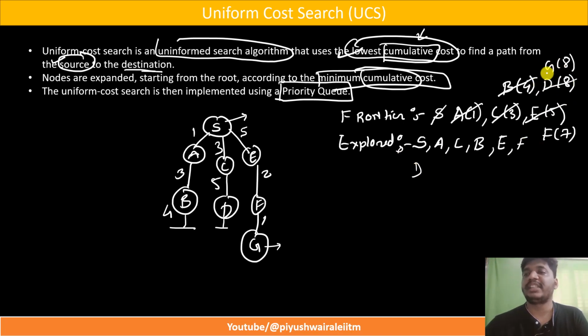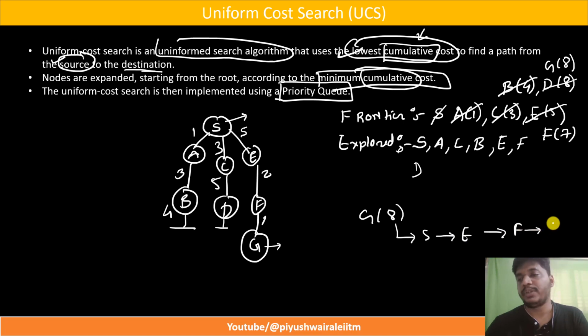Now the next node is G. Whether it is my goal state or not, yes, it is my goal state G, but at what cost? 8. Now this 8 comes from which path? From S to E, E to F, and F to G. That is 5, 2, and 1. Okay, so this is my optimum path to reach G from S at a cost of 8, right? So this is how the uniform cost search algorithm works.